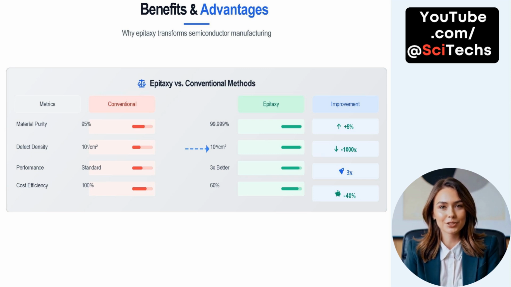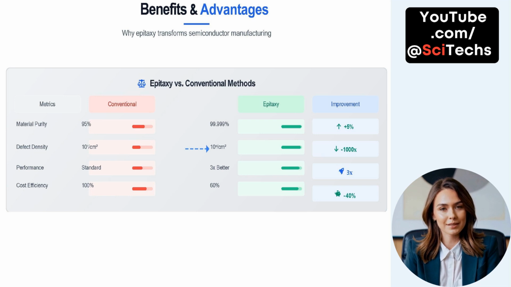Comparing epitaxy to conventional semiconductor methods clearly reveals substantial advantages across every critical metric. First, material purity improves from 95% in conventional techniques to 99.9999% in epitaxial growth. While a 5% difference may seem small, it significantly impacts electronic performance by enabling ultra-pure crystal formation. Defect density sees a dramatic improvement, dropping from 10^7 defects per square centimeter to just 10^4. That's a 1,000-fold reduction in defects, translating to better yields and more reliable devices.